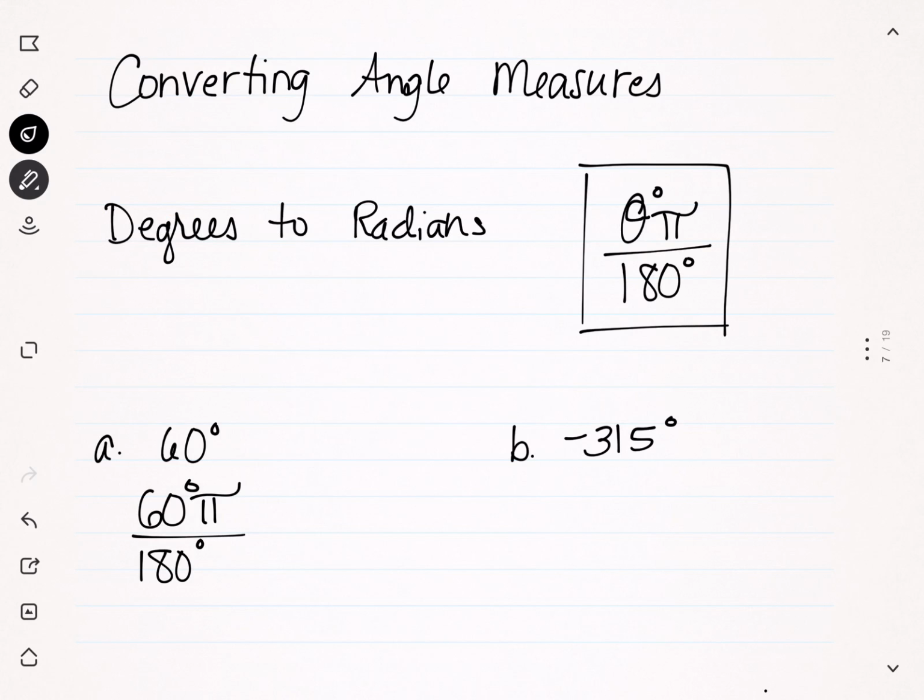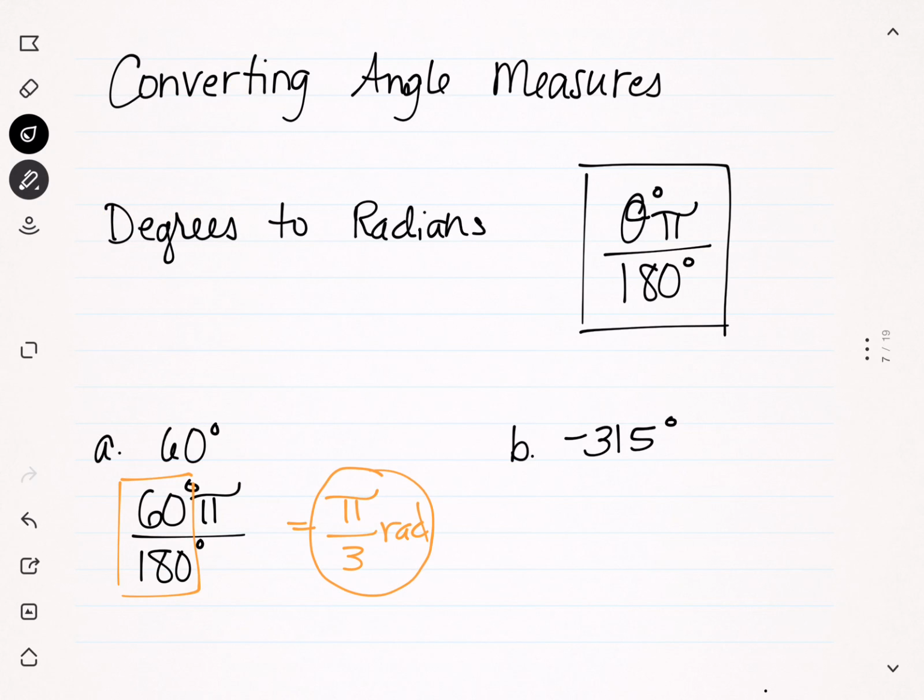I'm going to treat the 60 over 180 like a fraction. 60 goes into 180 3 times, so it'd be 1/3. So I'm going to keep my pi in the numerator, and I'm going to have a 3 in the denominator. And so 60 degrees is the same thing as pi over 3 radians. And we abbreviate radians as RAD.